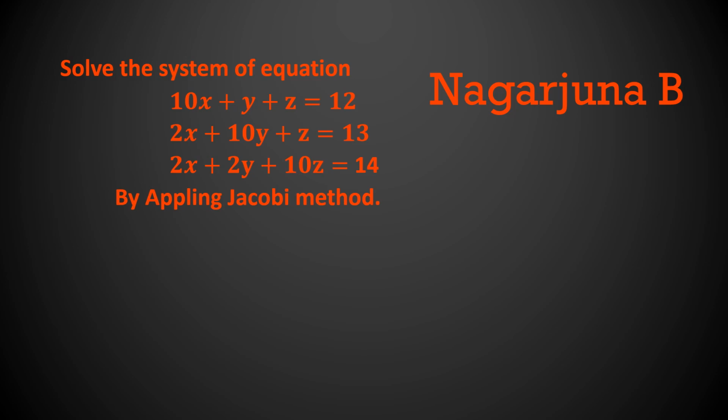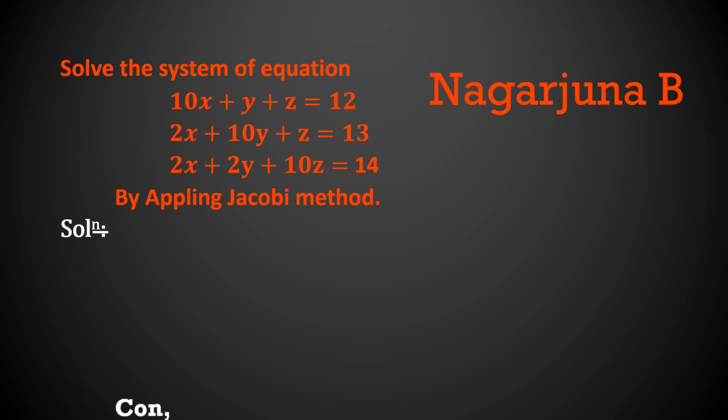Then the third equation, 2x plus 2y plus 10z. Now consider the coefficient of z, that is 10, which is greater than the coefficient of x, 2. So 10 is greater than 2. Then the coefficient of z is 10 and the coefficient of y is 2. Modulus of 10 is greater than modulus of 2. That is, the given system of equations is diagonally dominant, so we can apply the Jacobi method. It is also called the Jacobi iteration method.